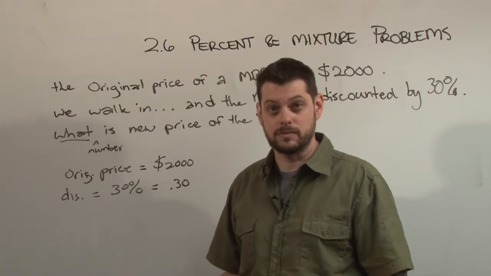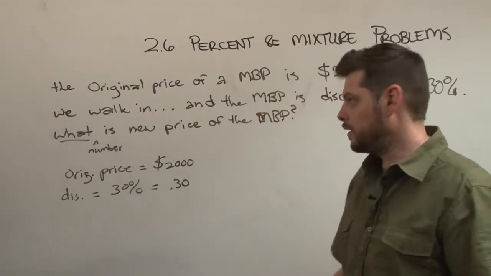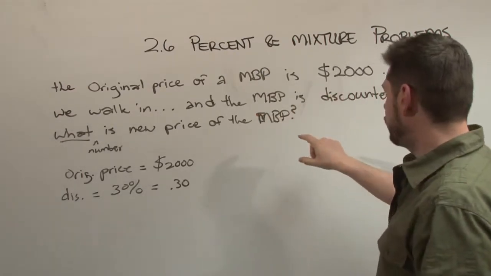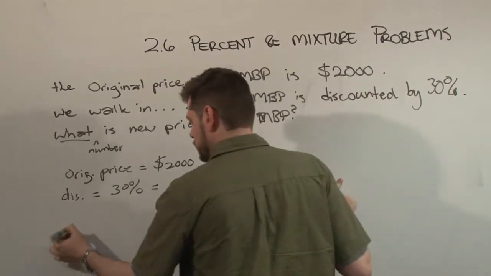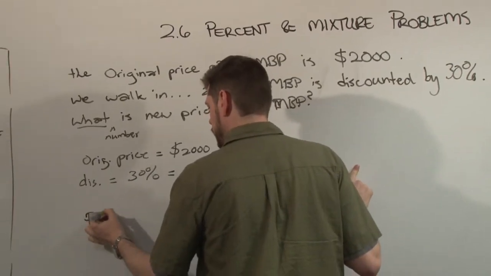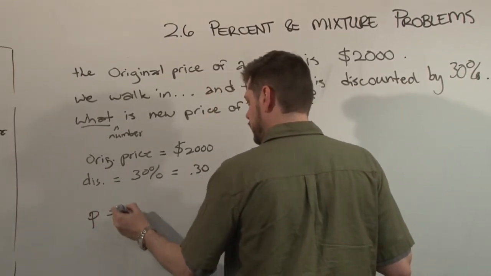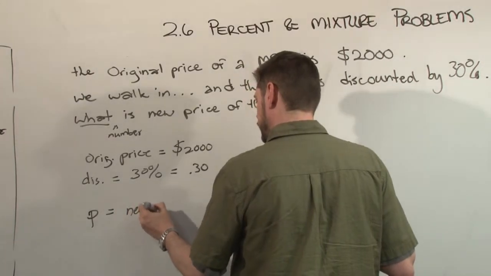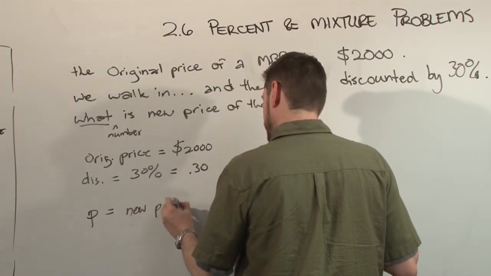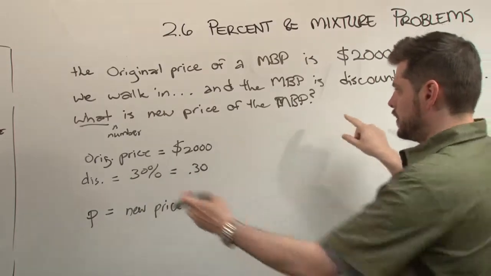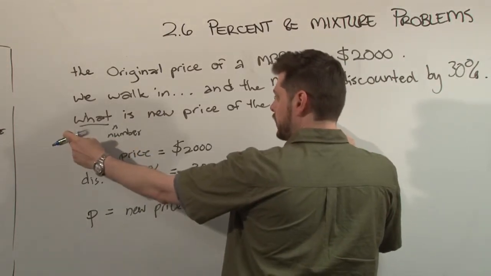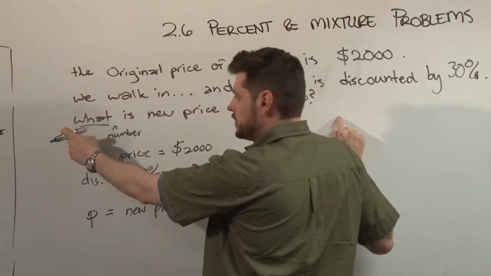Well, it's the thing I don't know, so I'm going to call it X, or Y. Why don't I call it P for price? Just to mix up the variable. So P will represent the new price. Okay? So this is the thing that I'm trying to figure out. So this is the translation I need to make.